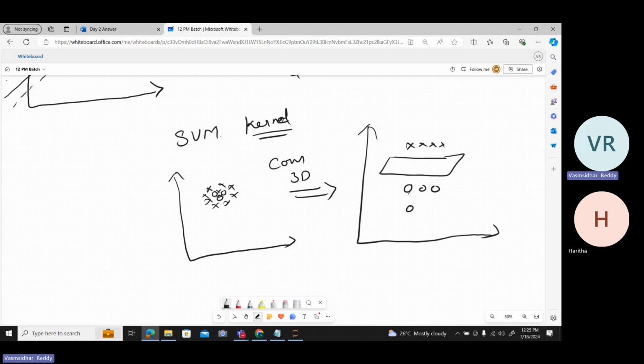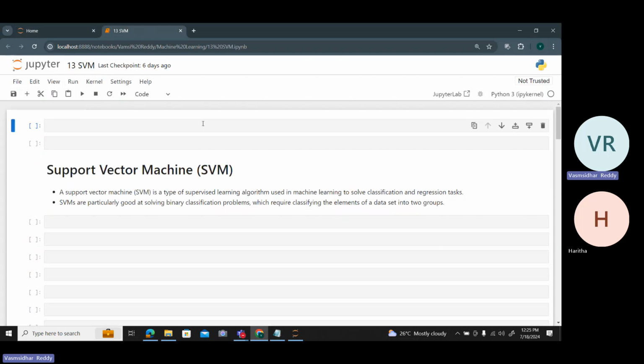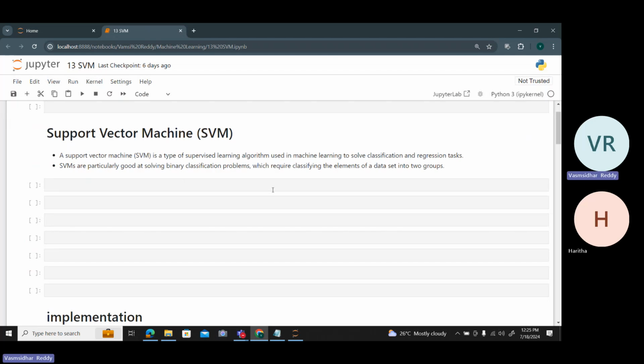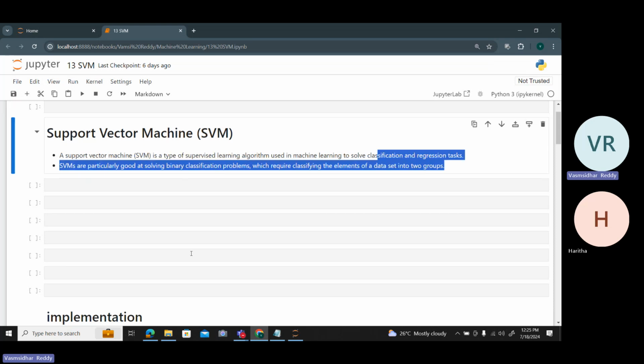This is a theoretical implementation about SVM. So let me show you the practical implementation of SVM also, so you can clearly understand. SVM is a support vector machine, which is a type of supervised machine learning algorithm used to solve both classification and regression.